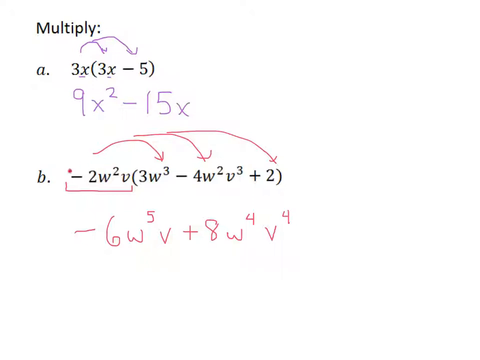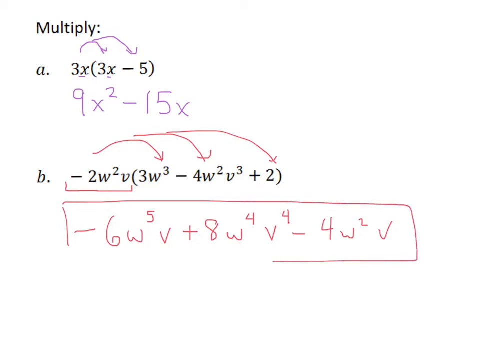Finally, I need to multiply my negative 2w squared v by 2. So negative 2 times positive 2 is a negative 4. And then I'm going to bring the w squared and v along with it. And I take a look, make sure I can't combine any like terms. You see these all have different exponents. Not only do they have to have the same letters, but all the letters have to have the same exponents. So this is as far as we can go for this one. And so this one is done.